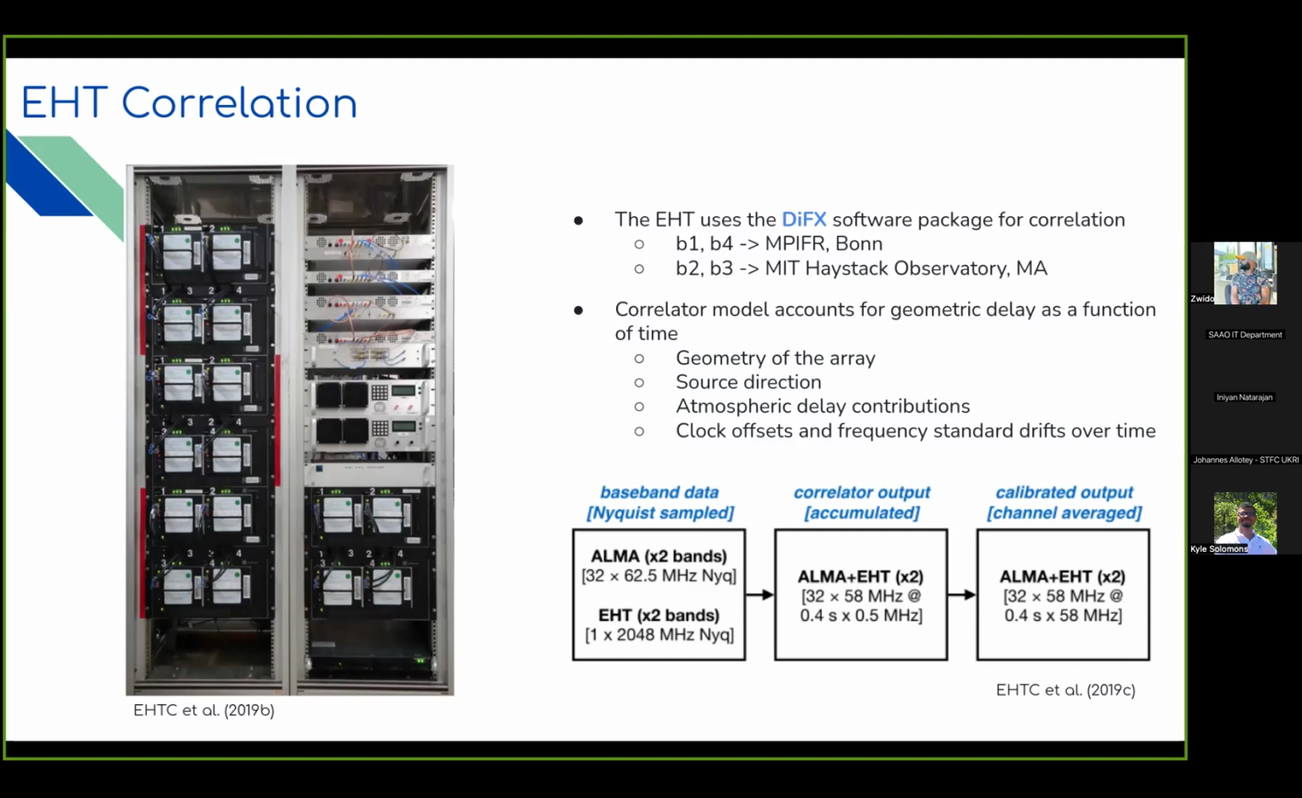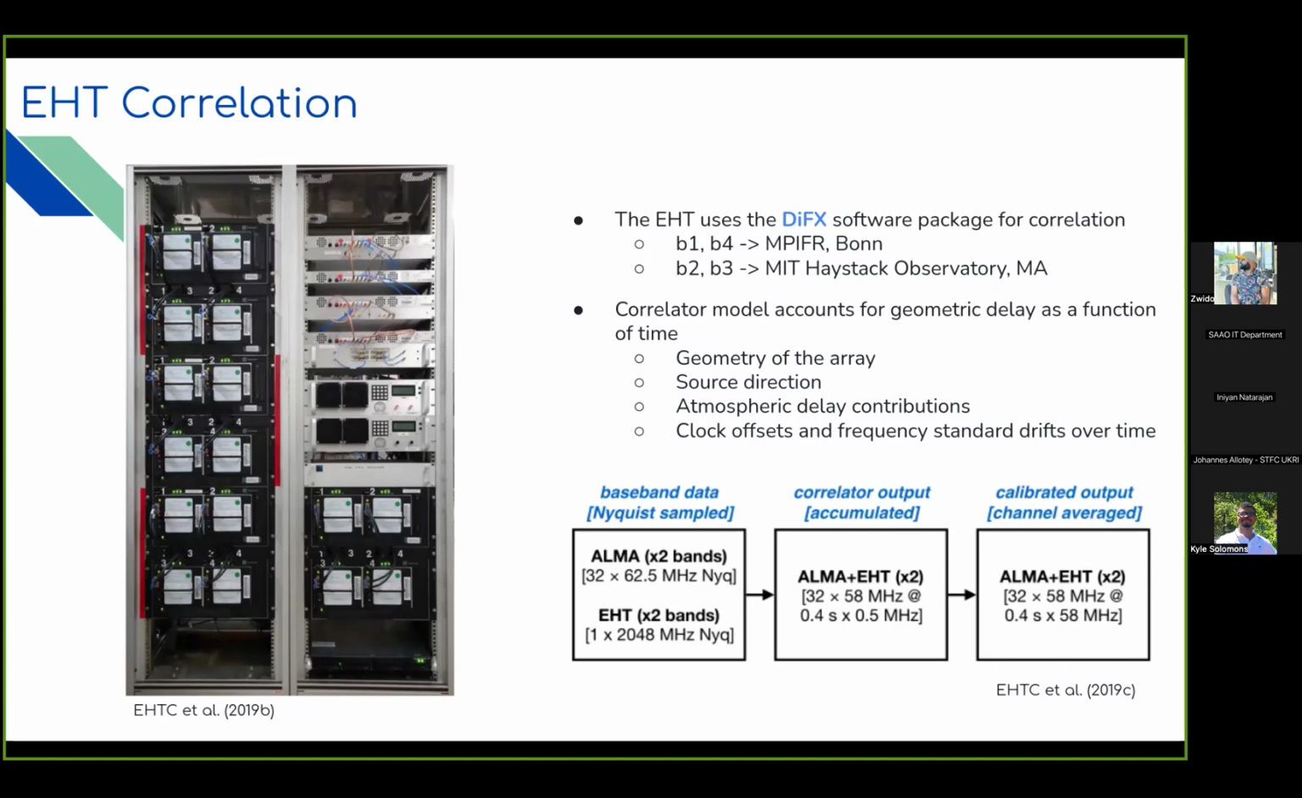Some things that could affect this are the very geometry of the array and the direction in which the source is. For some stations, the source may be overhead. For some stations, the source may be near the horizon, and that could affect the geometric delay. And there's also the atmospheric contributions to the delay. And there are also clock offsets and frequency standards that can drift over time, which you can actually see in the data.